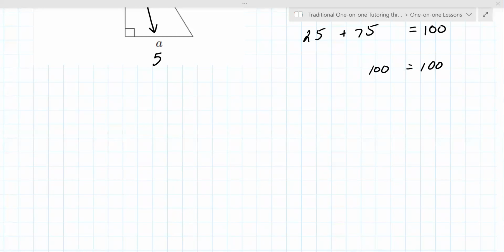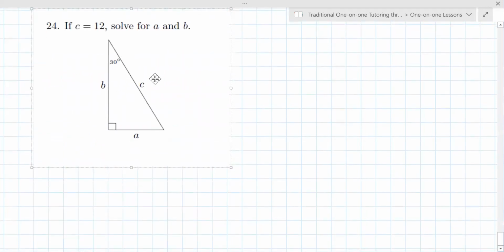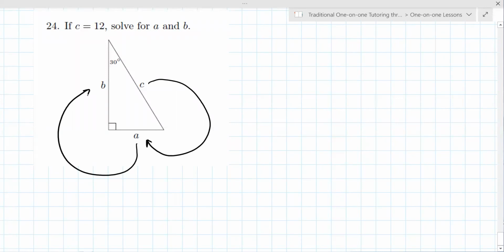All right, let's try another problem here. This time I'm going to give you the hypotenuse to start. So this time I'm giving you C. C is the hypotenuse. The best trajectory is to find the short leg and then the long leg. Could you try that for me, please? So to go from the hypotenuse to the short leg, would you divide by 2? Divide by 2, yes.